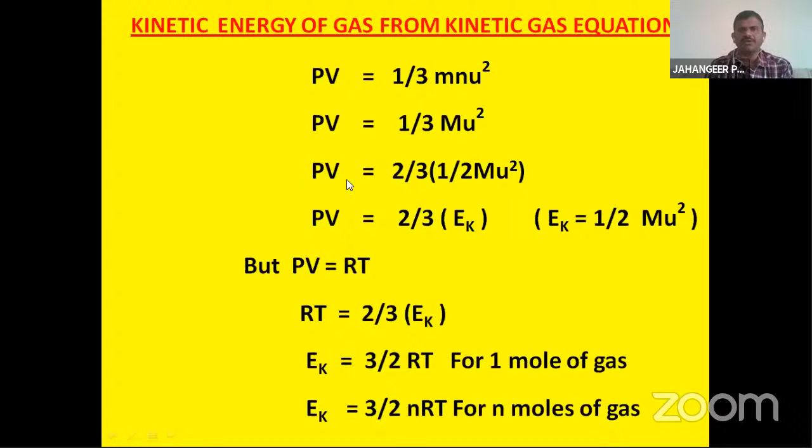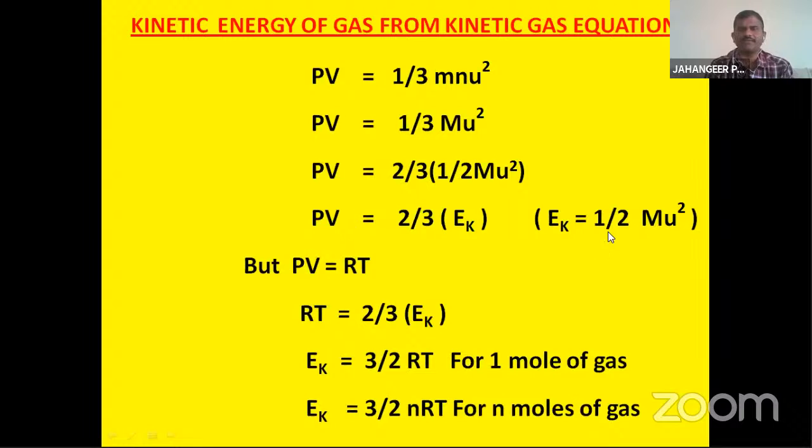Then the next step, divide and multiply with 2. We are dividing and multiplying with the same number, hence there is no change in the equation. So PV is equal to 2 by 3 of 1 by 2 Mu square. Already we know that the kinetic energy formula Ek is equal to half mu square.